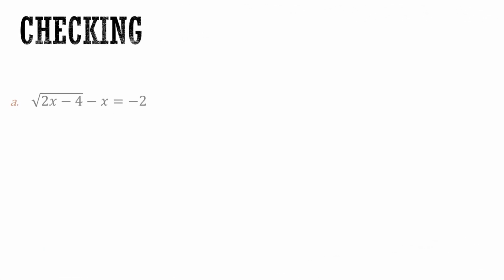So let's have the checking. So we will check it with the original equation, square root of 2x minus 4 minus x equals negative 2. So the two values of x that we have are x equals 2 and the other one is x equals 4. So let's just simply substitute. So let's start with x equals 2. So let's substitute all the values of x by 2.